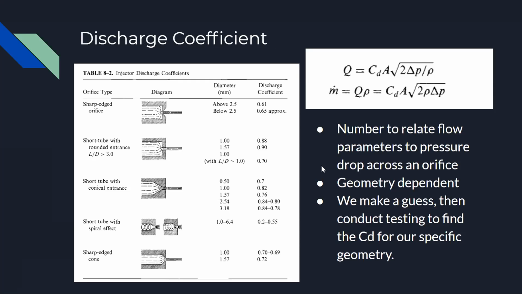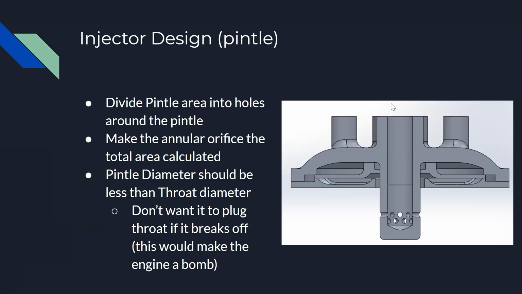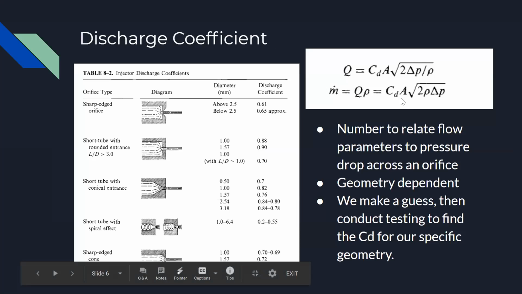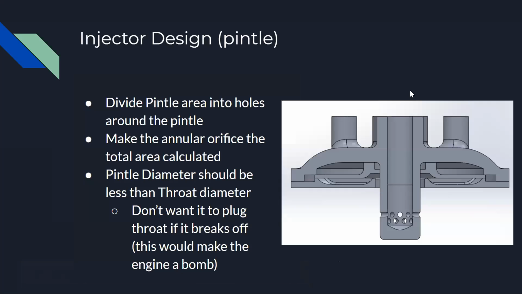All right, so once we use this formula and our guess discharge coefficient, we're going to divide that up into different holes. The area that we found using this formula is the total orifice area. For the holes around the pintle, you divide it into a bunch of holes and make sure the sum of the cross-sectional areas of all these holes is the area that you calculated from the discharge coefficient. For the annulus, this is easier. It's all one big hole, so just the cross-sectional area of this is what we found there.